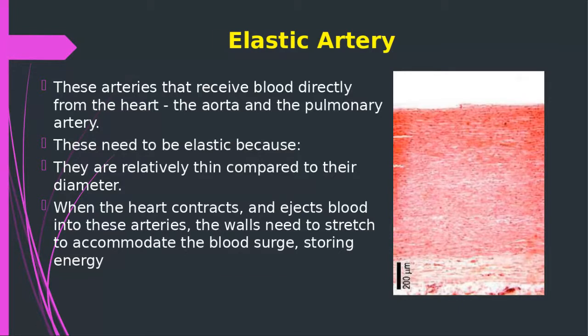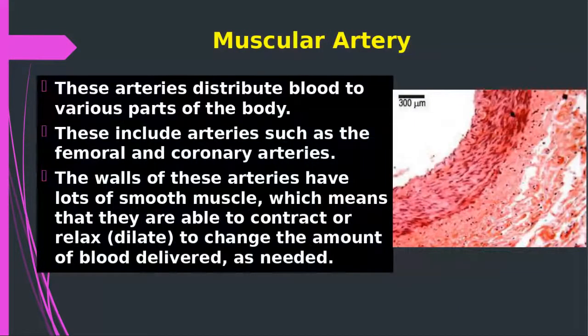Then you will have muscular arteries. These arteries distribute blood to various parts of the body. So the function of this is, once the heart has oxygenated the blood, it supplies it to the pulmonary artery and aorta. From there it goes to the muscular artery, and then it distributes blood to various parts of the body. These include arteries such as your femoral artery and your coronary artery. The walls of these arteries have a lot of smooth muscle, which means they are able to contract or relax to change the amount of blood delivered as needed. So this is the cut section of your muscular artery.